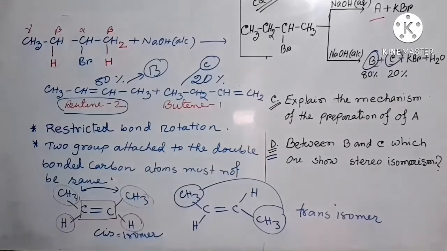Isomer. So we can say that this is cis-butene-2 and this is trans-butene-2.